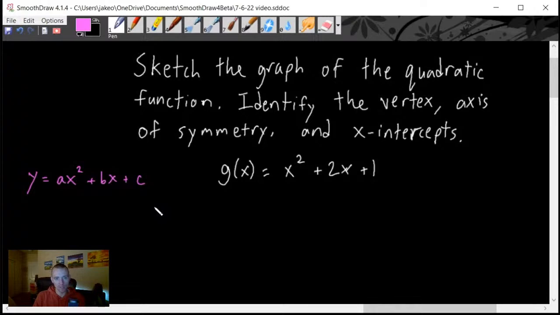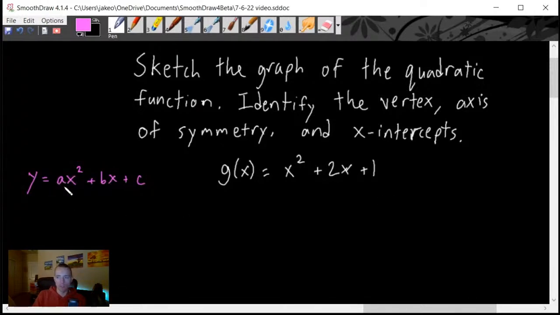Some textbooks consider what I have been calling the vertex form to be standard form. So be careful with that. Make sure you check that in your textbook. Check that with your teacher. Make sure you know which terminology you should be using in your class. But it's in this ax squared plus bx plus c form. Now, what we want to do is think about what our a, b, and c values are.